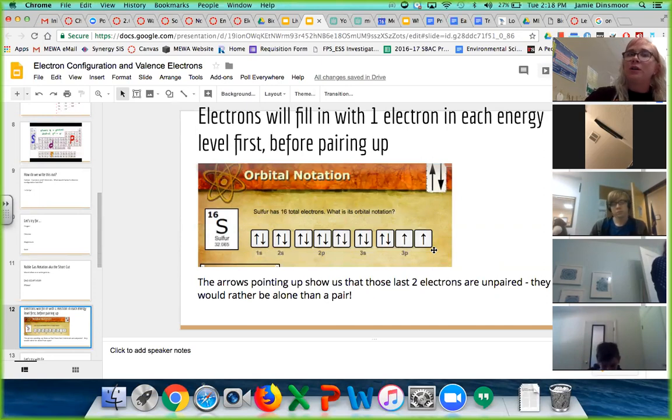So they will put, this is not right necessarily on a question, check the orbitals. Do they have the right energy level and the right orbital listed? Then look at the spins.